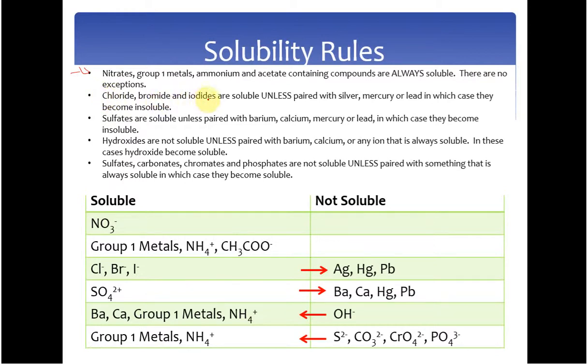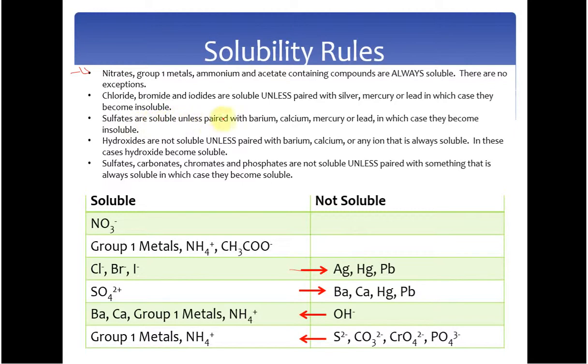Chlorides, bromides, and iodides are soluble unless they're paired with silver, mercury, or lead, in which case they become insoluble. So down here I have chlorides, bromides, and iodides over here in the soluble column. However, if they get paired with one of these, they become insoluble. So I've got the arrow pointing in this direction. So for example, silver chloride, silver bromide, and silver iodide are insoluble. These guys are soluble until they come in contact with these ions and it forces it out of solution.